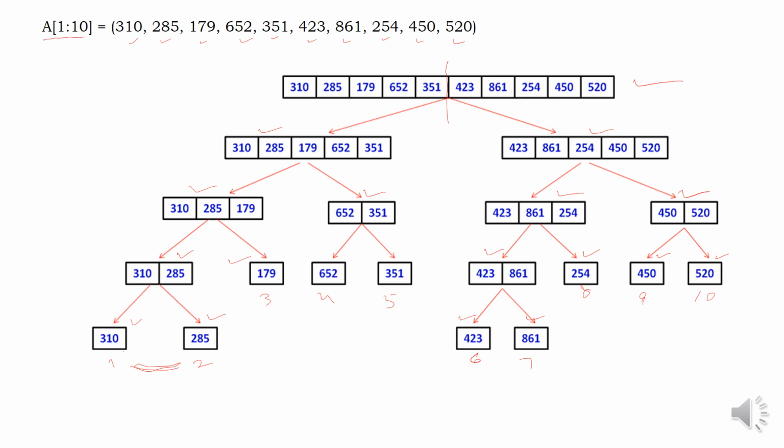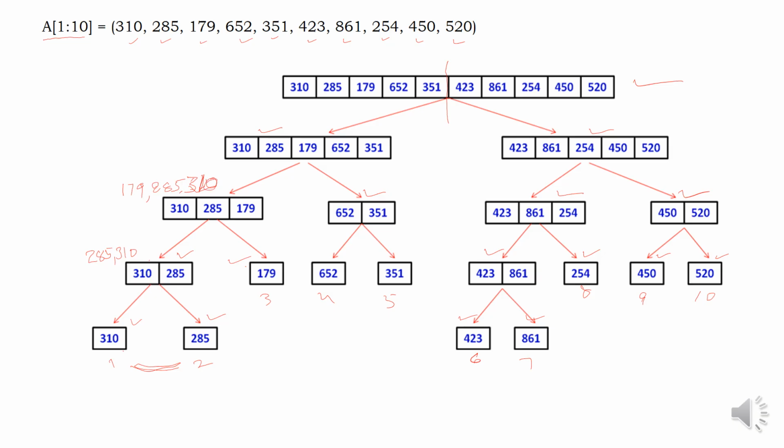Suppose if I have two sorted arrays, I can merge them into a final sorted array. So these two sorted arrays are merged together to form again a sorted array, 285, 310. So the sorted array contains elements in sorted fashion, 285 and 310. Now here I have one sorted array and here I have one more sorted array, 179. So these two sorted arrays are merged together to form another sorted array. So it forms another sorted array, 179, 285, 310.